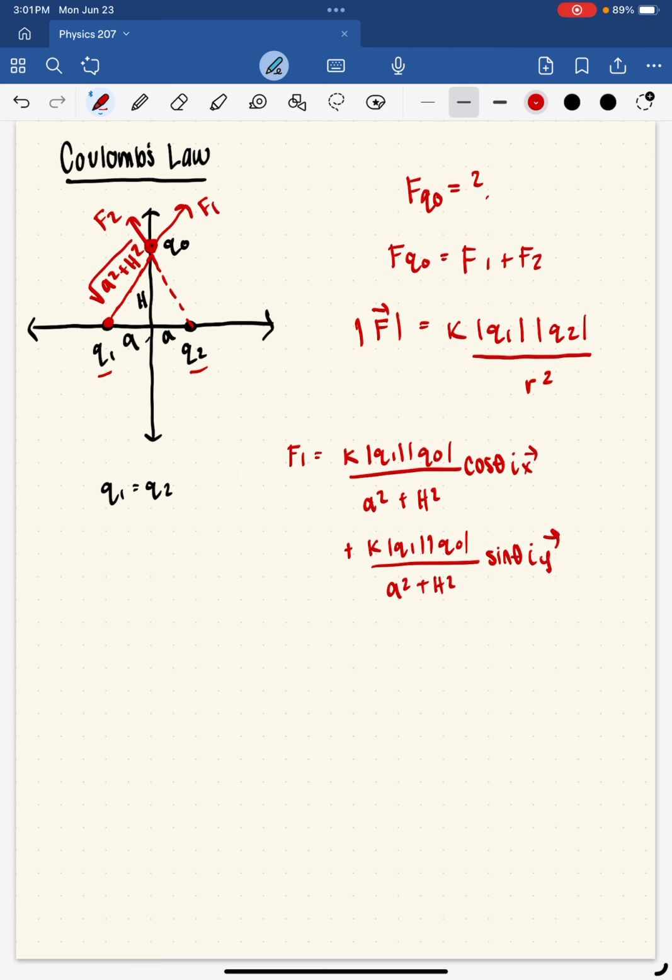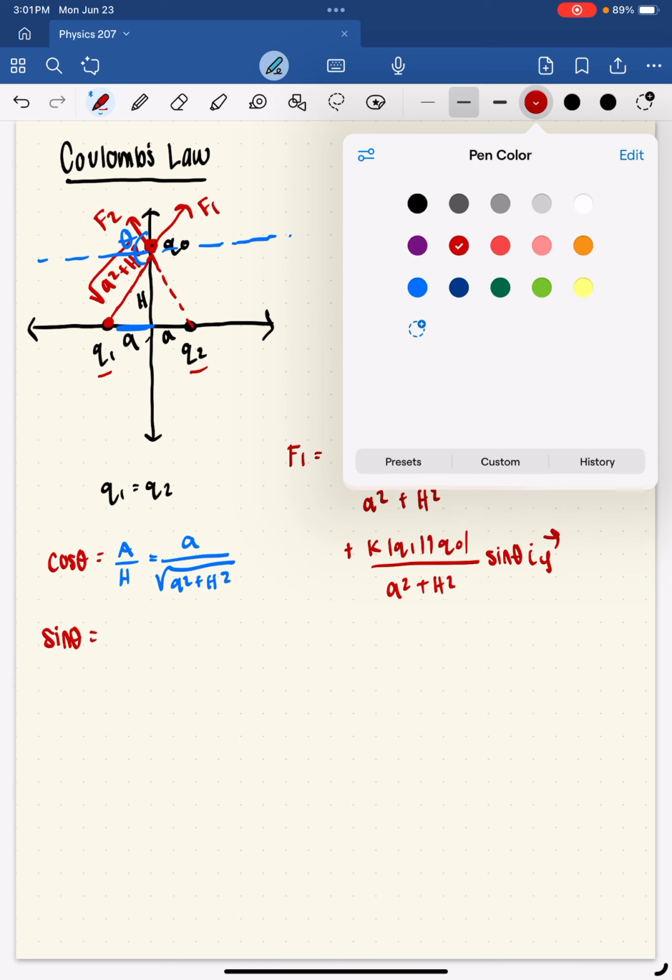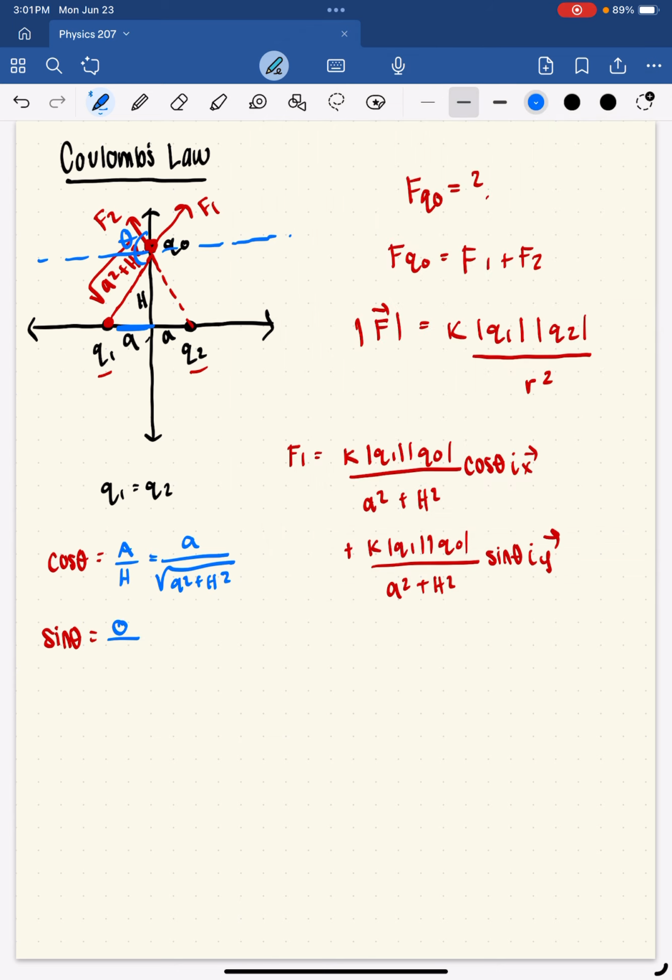So to simplify this further, let's find out what cosine theta is. So let's show how we can find this. We can draw a parallel x-axis and we can say this is theta. So if that's theta, we know cosine is just adjacent over hypotenuse. The adjacent would be A, over the hypotenuse we just figured out was the square root of h squared plus a squared. And let's do the same for sine. Sine is opposite over hypotenuse. The opposite would be h.